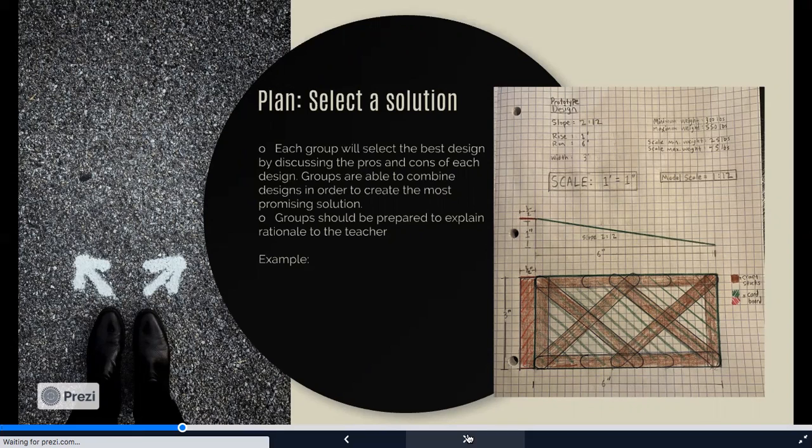Scaled down to 1/12, our prototype should be able to support 25 pounds as the minimum required weight. Therefore, the prototype needs to be constructed well enough to hold 25 pounds. This is crucial as this part will be assessed by the teacher.